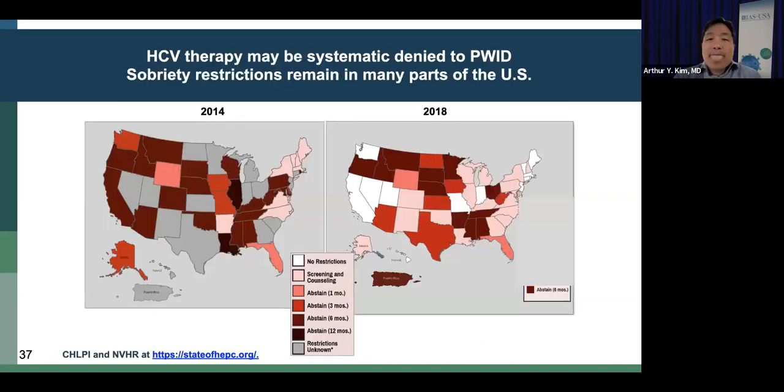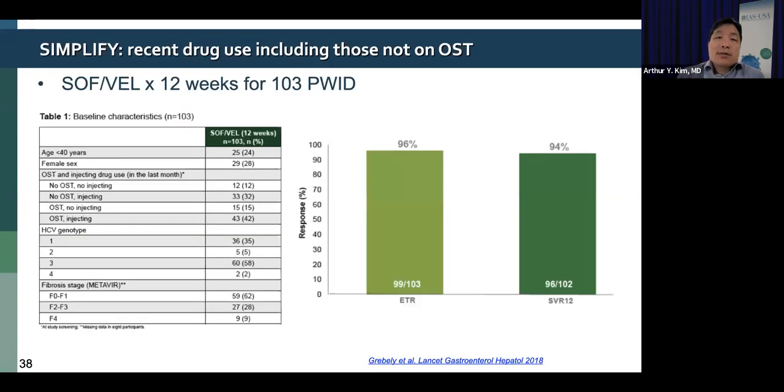Now, unfortunately, as of 2014, you can see that many states still retain some level of sobriety restrictions in the United States. These had begun to recede a little bit in 2018, but some states actually moved from not really knowing what was going on to adding restrictions. And so abstinence periods were instituted in many, many places as long as 12 months. So what is the knowledge base of treating individuals who have active risk factors? There are a variety of trials that could demonstrate this. I'll just highlight this one, as well as go into more detail on a recently published one.